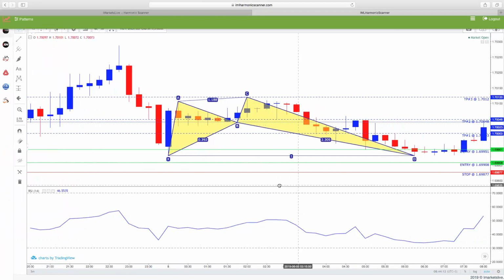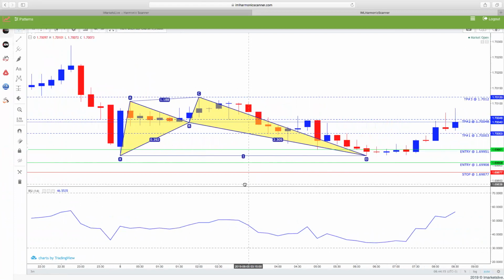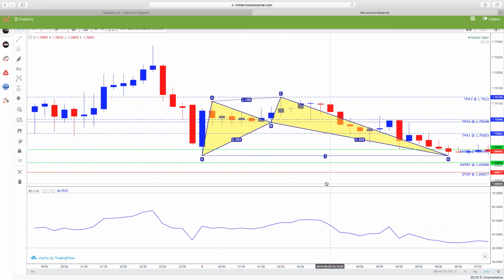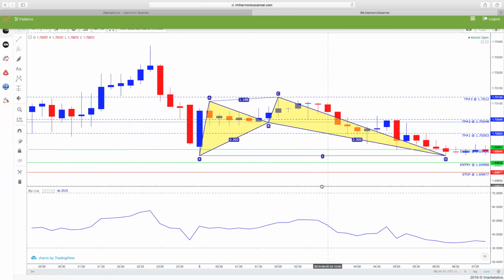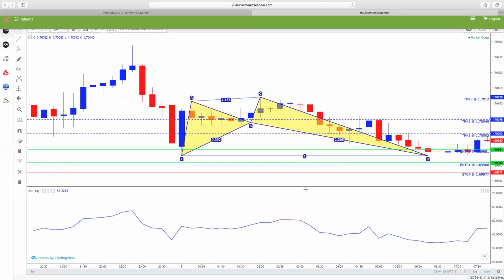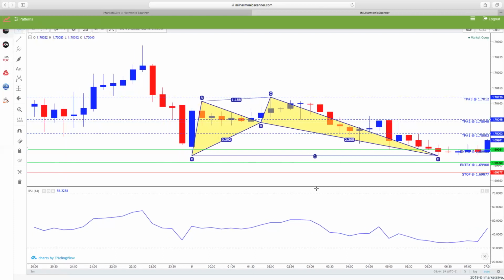Okay, so here we have it, okay? And this trade is playing out. It's already played out, but that's totally fine because I'm just going to go over some of the basics that you need to know so that you can successfully enter trades using the Harmonic Scanner on your trading app.